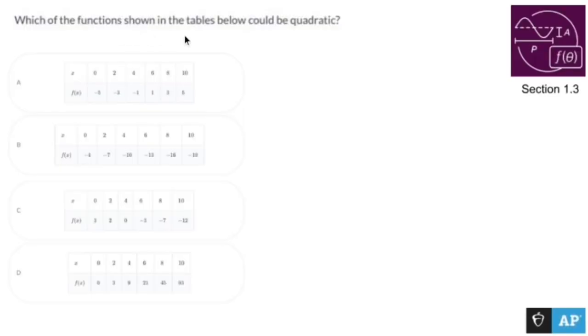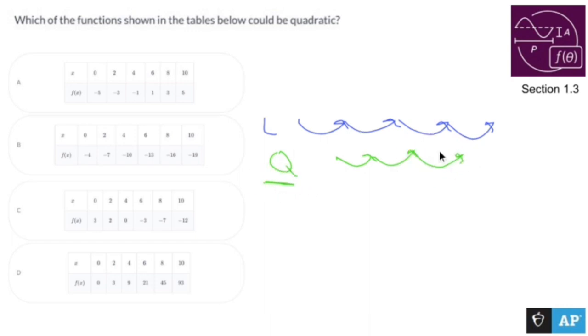Which of the functions shown in the table below could be quadratic? So before I even get into this, I'm going to have to zoom up because these pictures aren't that great. Okay, if I were to take a table and find out all of these numbers are the same, that would be linear. If they're not the same, then step number 2 is do it again. If all of these numbers are the same, that would be quadratic. That's what I'm looking for.